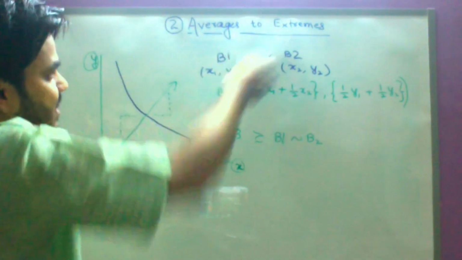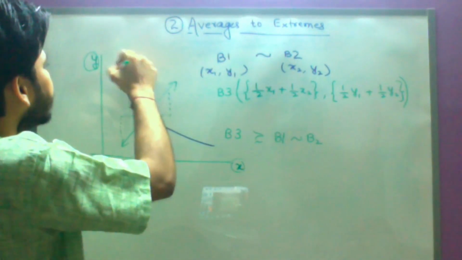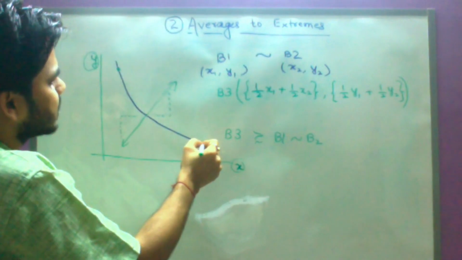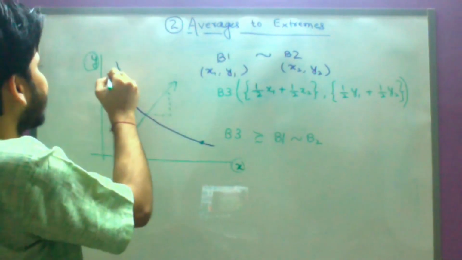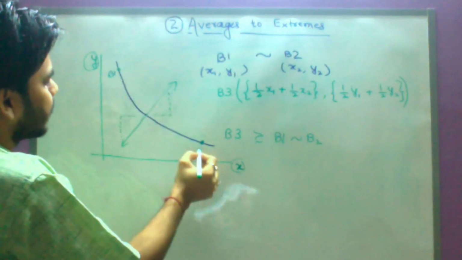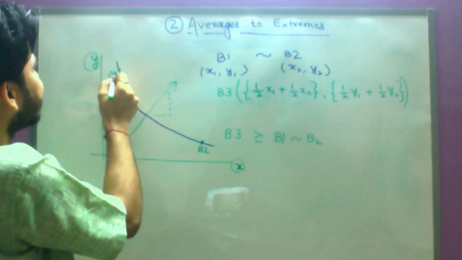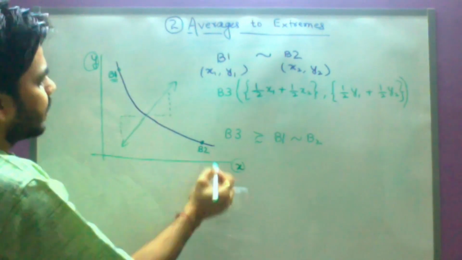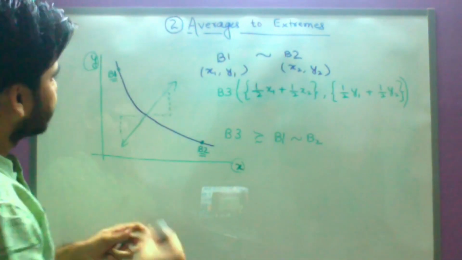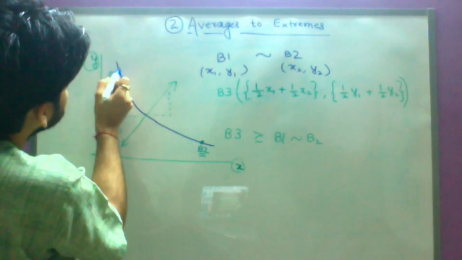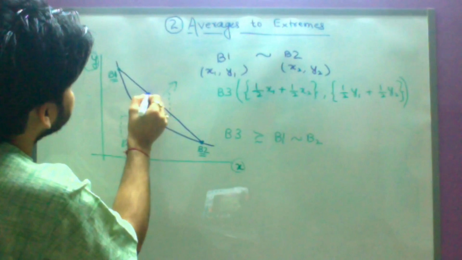What about averages to extremes? So if I take, let's say, this point and this point, these two guys are on the same indifference curve, which means let's say this is my B1 and this is my B2. So I am essentially indifferent between B1 and B2. But what about the average? Let's take an example of an average. So let me connect a line here and let's think of this as my average, right?